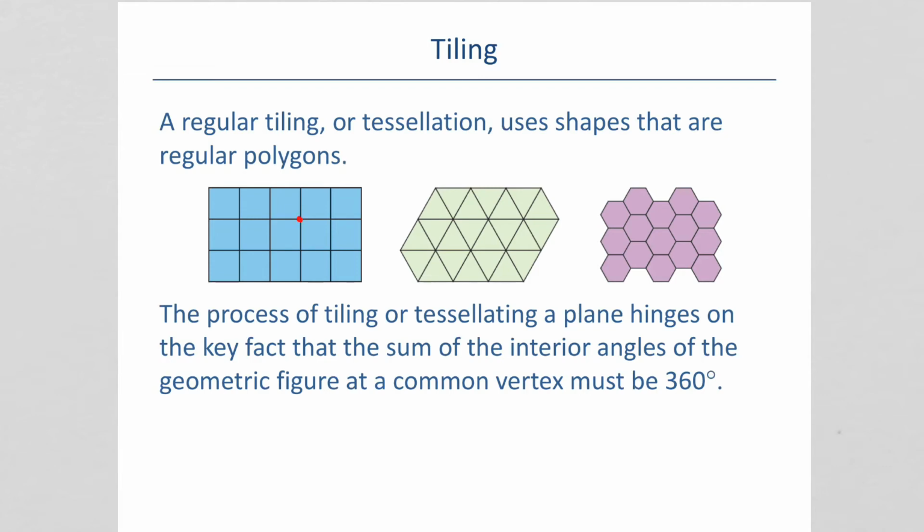So if we look at this vertex, all the way around, these angles would have to be 360 for a tessellation to work. Here, if you add that one, 360. Here, if you add these 3 angles, it'll be 360. In order to be able to tessellate, that has to happen.